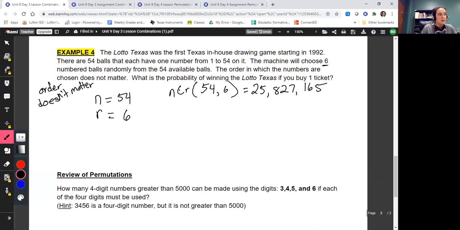And then we want the probability of winning if you buy 1 ticket. So that would be 1 out of 25,827,165.